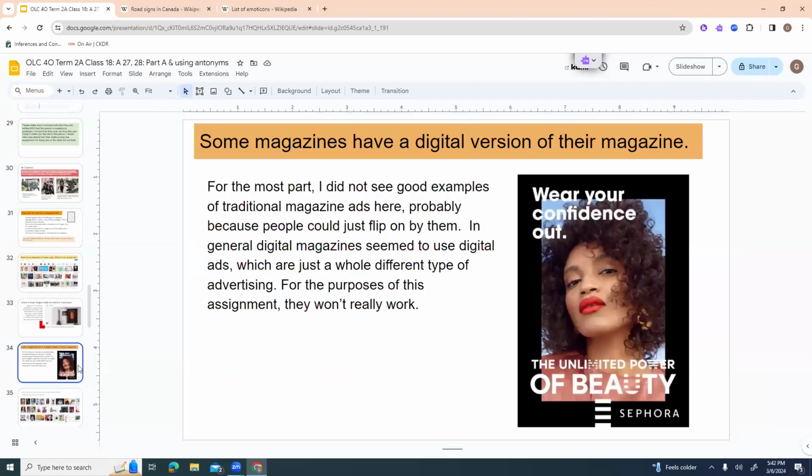Now, some magazines do have digital versions of their magazines, and I went in there to see if I could find traditional magazine ads in there too, maybe. But digital magazines didn't really seem to use traditional print ads. They really used a whole different type of advertising. And so for the purposes of this assignment, they're not really going to work.